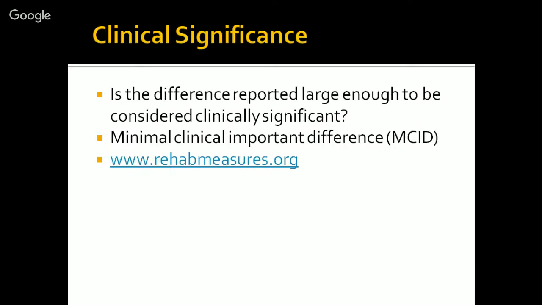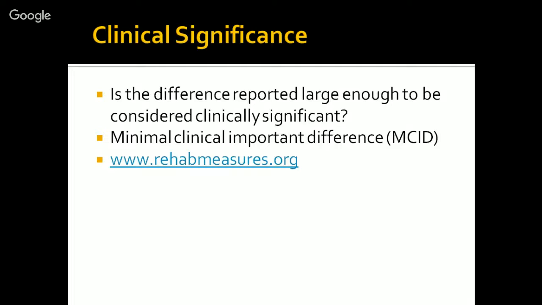So where do we find this MCID value? In some studies, authors discuss it in the method section, or in the sample size calculation, so you can find that out, and then you can compare whether the difference between the groups is equal to or more than the minimum improvement.